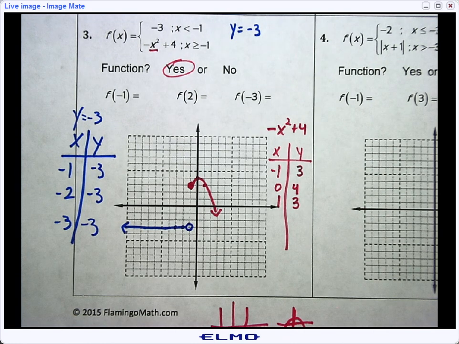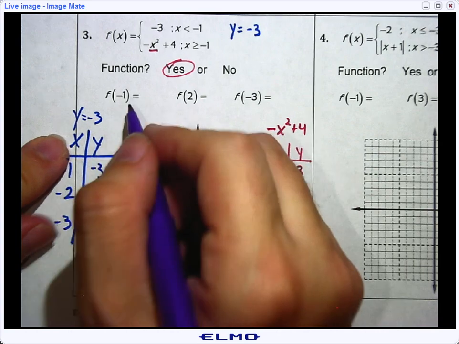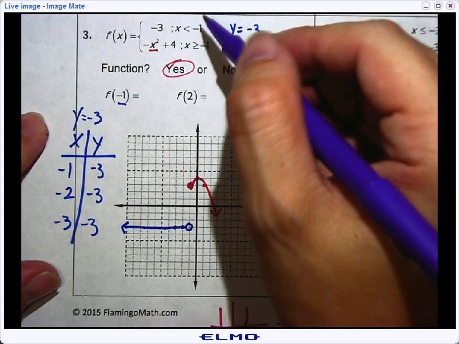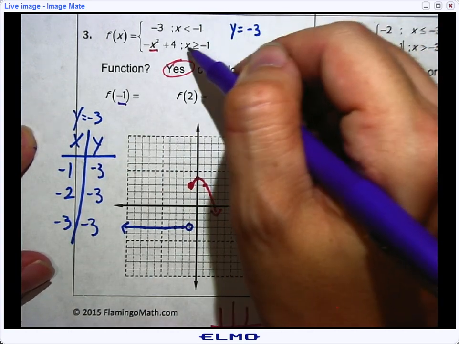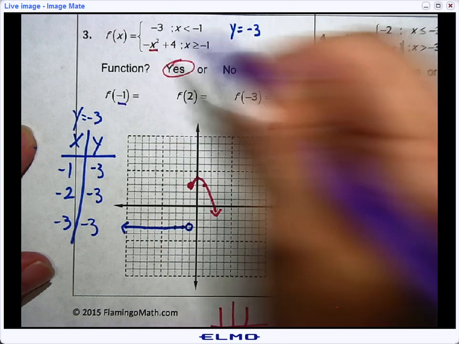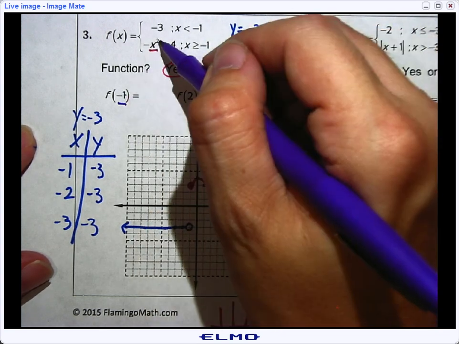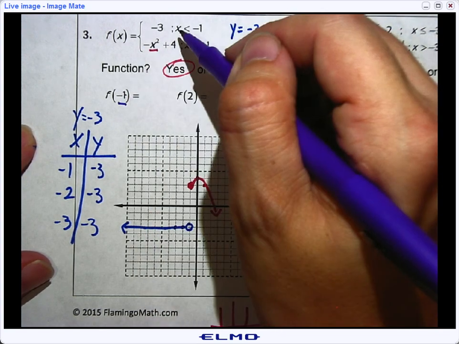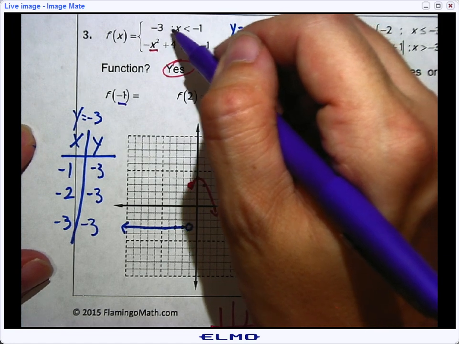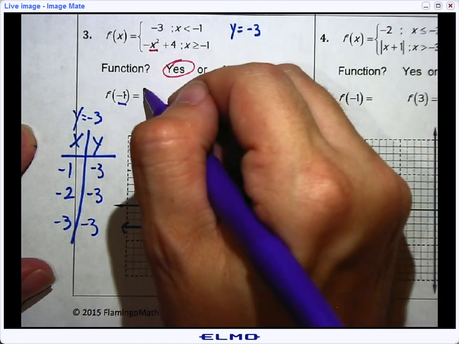All right, let's evaluate these for these three given values. So when x is -1, well, this is used when x is greater than or equal to -1, so I plug in here. -1 squared is 1, then apply the negative, it becomes -1 again. -1 plus 4, that's just 3.